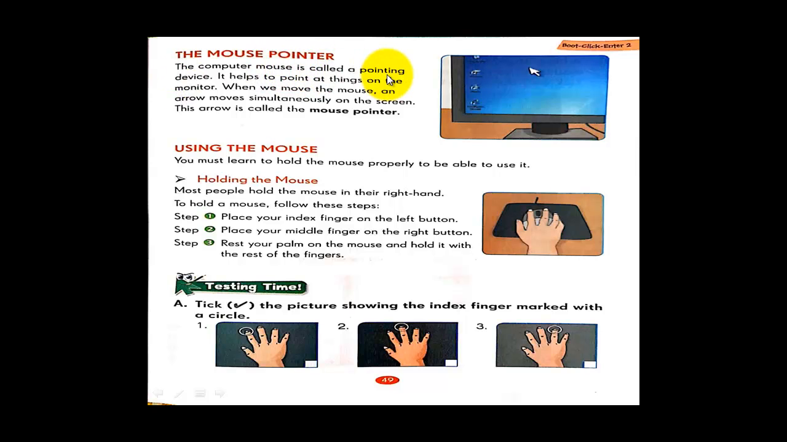The mouse pointer like this. The computer mouse is called a pointing device. Right now I'm pointing here. The first sentence of the pointer mouse, the first sentence that I'm pointing here: the computer mouse is called a pointing device.